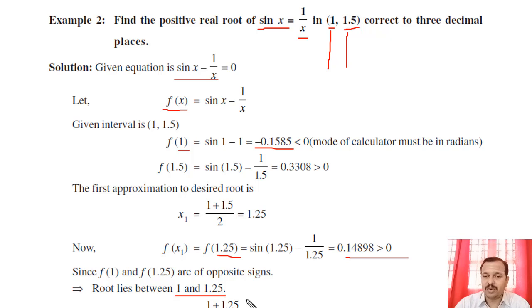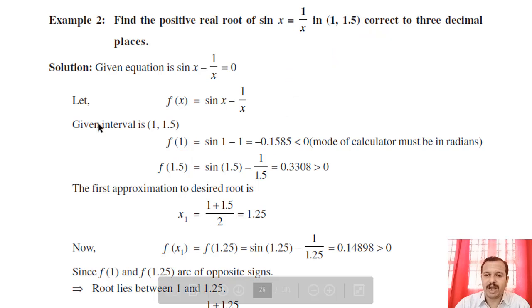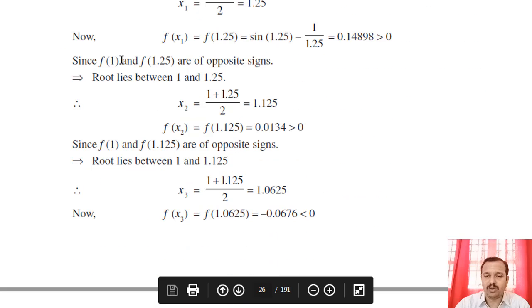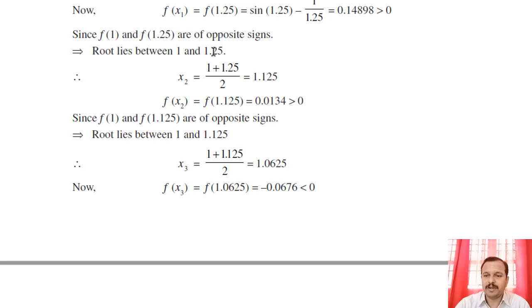So when we conclude like this, what do we have to do after that? We have to subdivide the interval 1 to 1.25 using the same bisection formula, this plus this divided by 2. We get the value of x2 as 1.125. Previously it was 1.25, and now the new value is 1.125. So the interval is shortened again.